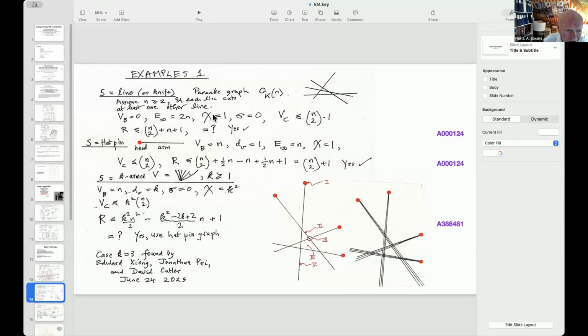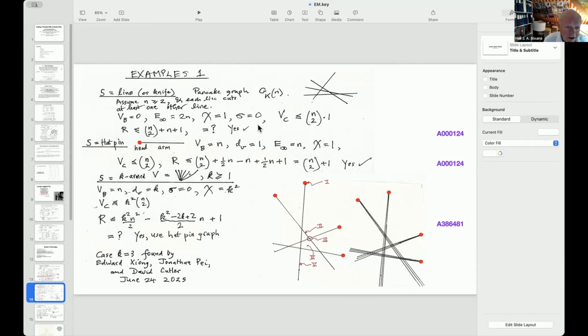A cut can intersect another once, so that the cutting number for two lines is 1. There are no self-intersections. So the number of crossings is at most that. So the number of regions is at most n choose 2 plus n plus 1.